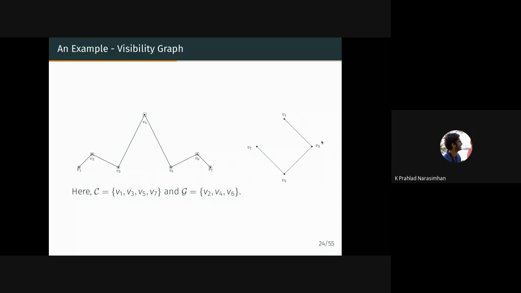For V3 and V5, V4 sees both V3 and V5, right? And V4 is in G. For what's left, V5 and V7, we have V6, which sees both V5 and V7, and V6 is in G. Therefore, this will be the visibility graph of this. I mean, you can convince yourself that there exist no edges between the other vertices.